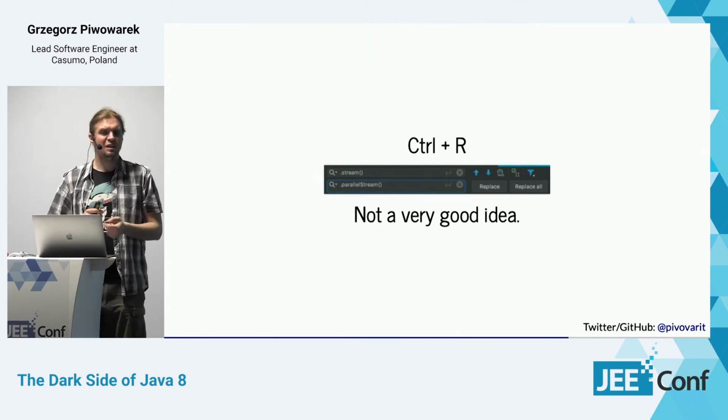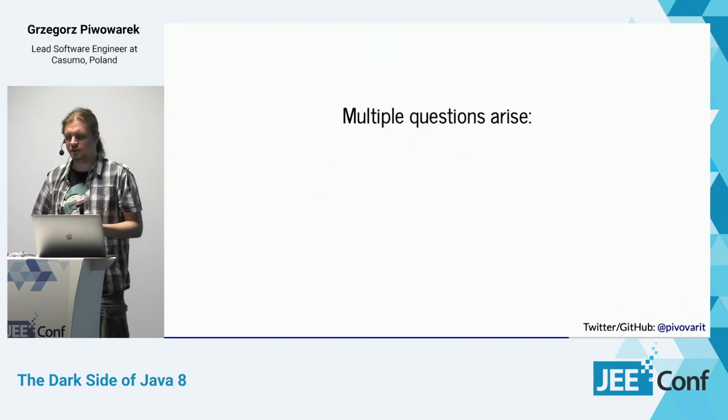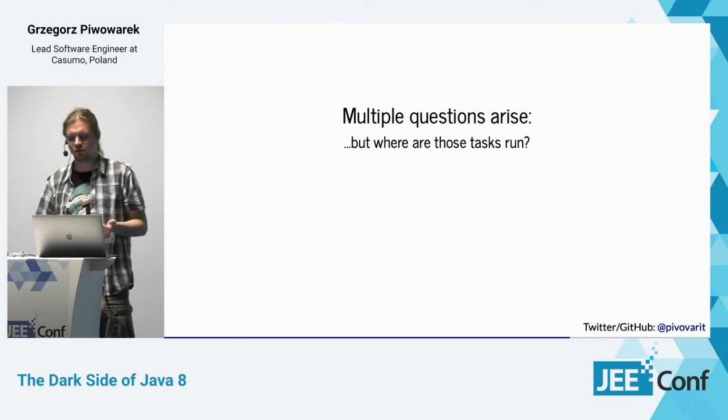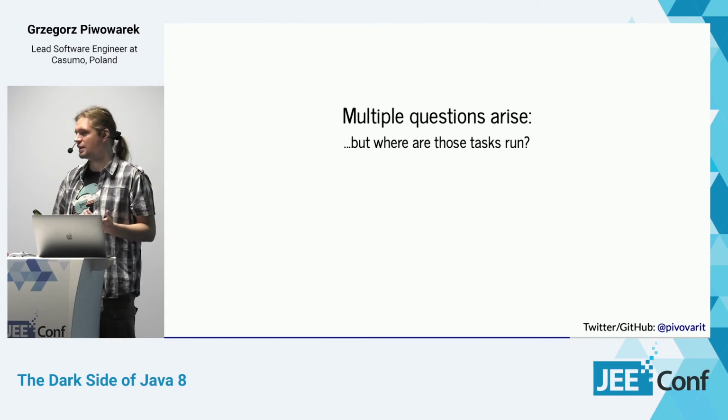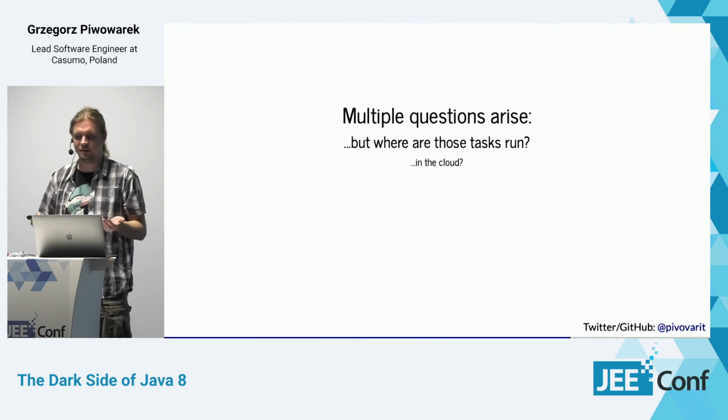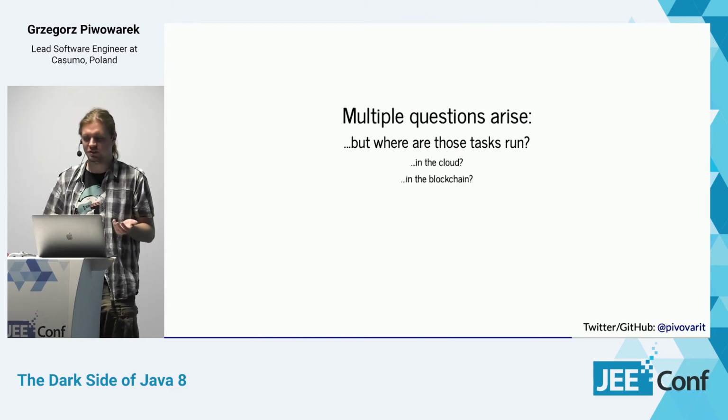So some questions arise. Firstly, where are those tasks run? Because if you want to have something run in parallel, it needs to run on some thread pool, but we are not providing any, and there is no way to provide any. So what happens? Is it running in the cloud, in the blockchain?